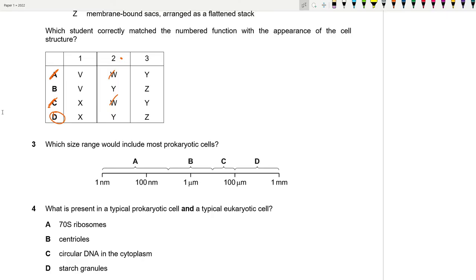It's usually around 40 micrometers, and a prokaryotic cell is usually around 1 micrometer. So the answer should be B. Okay, it isn't in the nanometer range. All right, so the answer is B.